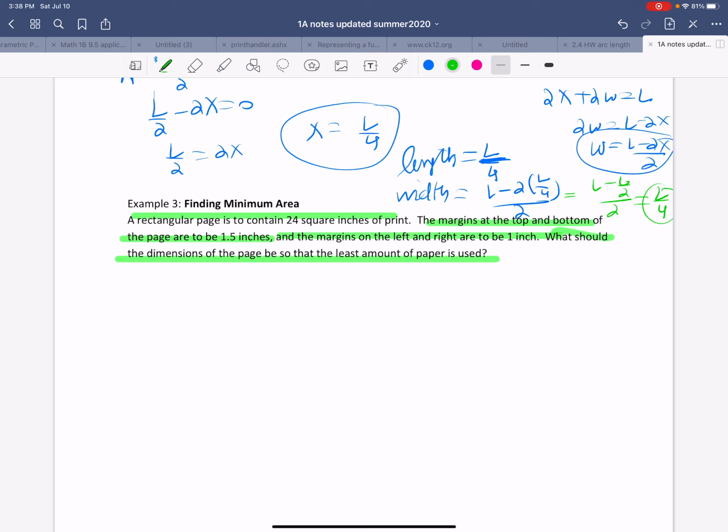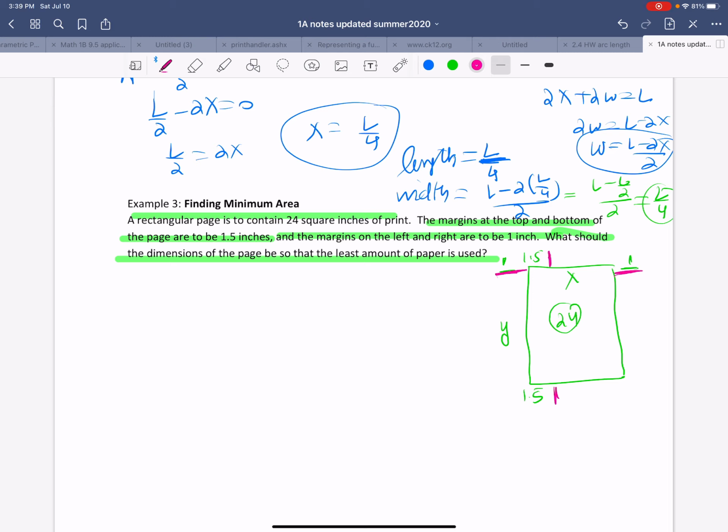Okay, so let's think about it. We want to have some paper where we have the side x and the side y. And we want the printed area to be 24 square inches in there. Then we have 1.5 on top and bottom and 1 on left and right as our margin. And we want to find out the dimensions so that the least amount of paper is used.